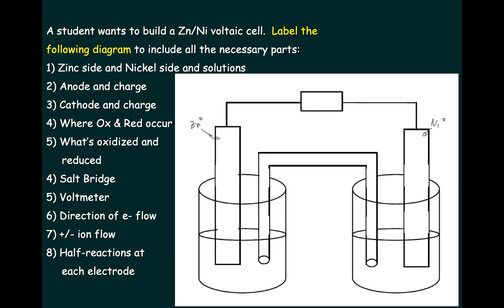That would be zinc. We're going to use a zinc nitrate solution on this side, confirm the formula. Nickel nitrate on this side, confirm the formula. So we're going to have nickel 2 plus ions in the solution, zinc ions in the solution. Okay, we have our salt bridge here. We always have to have our salt bridge.